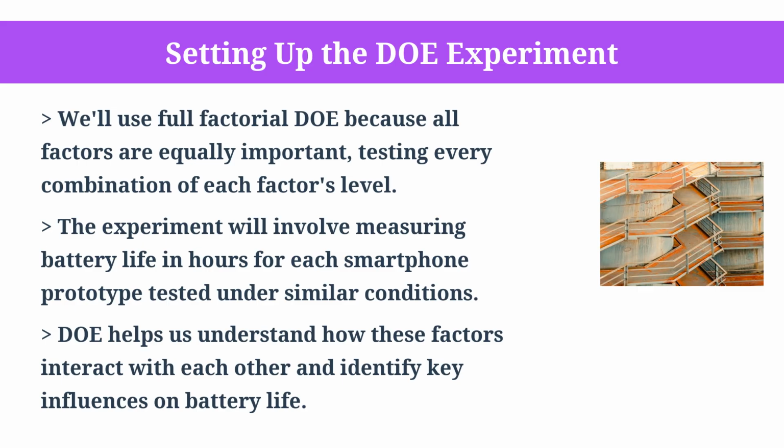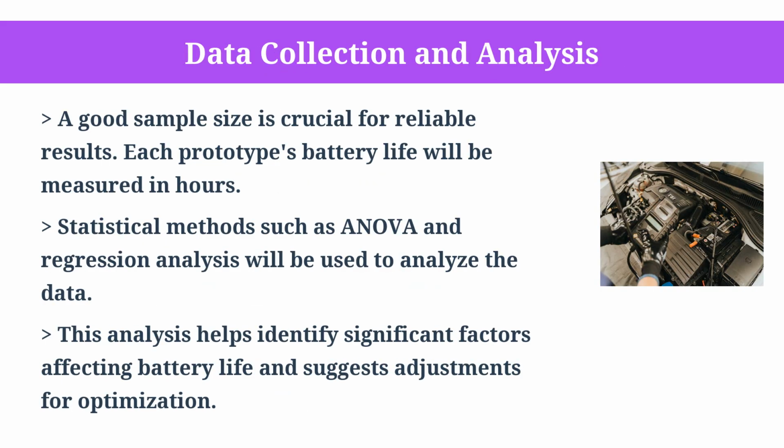First off, we'll set up our experiment using full factorial DOE, since all factors are equally important here. This means we'll test every combination of each factor's level to see how they interact with one another. Now, let's move on to data collection. We'll need a good sample size to ensure the reliability of our results. Each smartphone prototype will be tested under similar conditions, and battery life measured in hours.